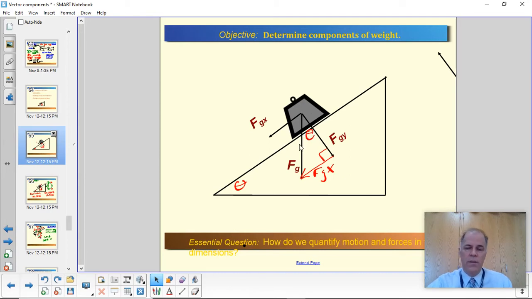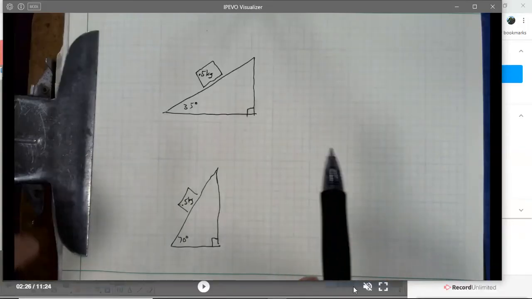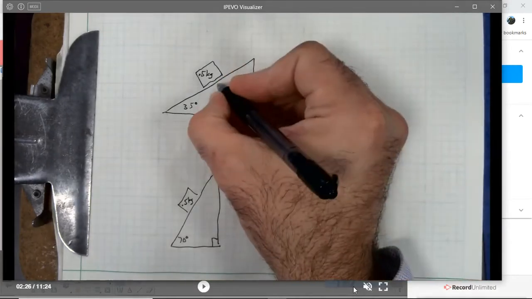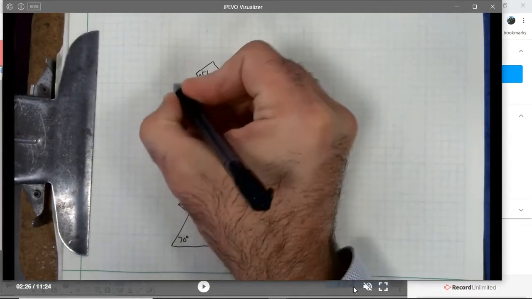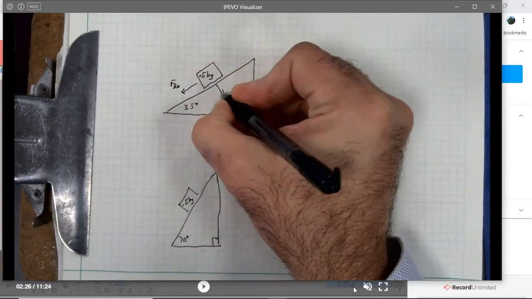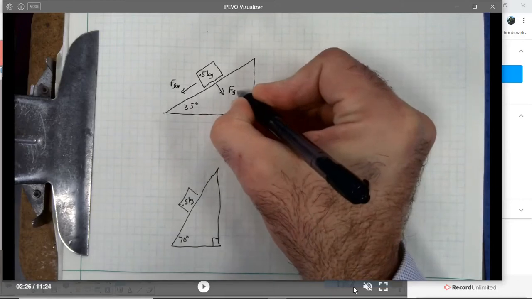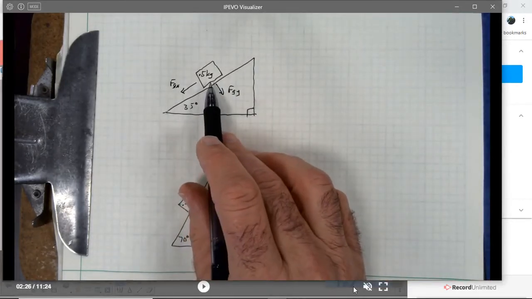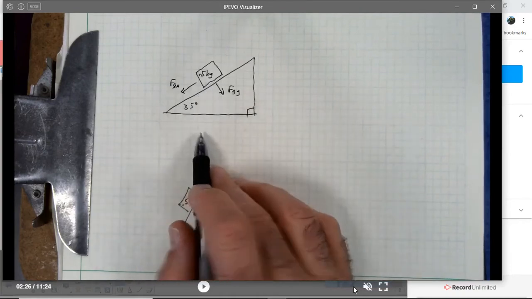Okay, so the last little piece here is, well, what's this angle? Well, this angle at the apex of this right triangle is the same as the angle of the slope of the ramp. Okay, so now we're going to do some math problems with masses on slopes to figure out the downslope force, that's Fgx, and the into the slope force, which is Fgy.